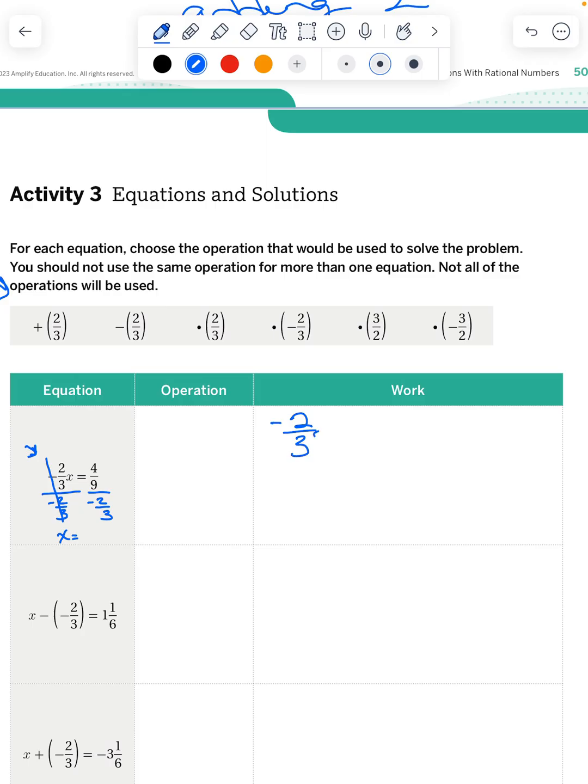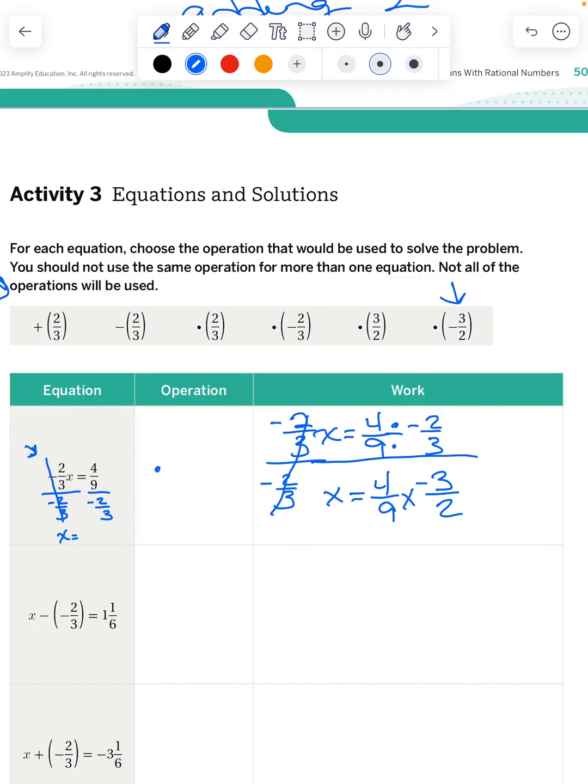I'm going to show my work real quick. -2/3 x equals 4/9. I'm dividing this side by a -2/3. I'm going to write a different number here so I have more room. Divide this side by a -2/3. And then this is my problem: 4/9 divided by a -2/3. We know we don't divide fractions, so it's really 4/9 times -3/2. Okay, so my operation is multiplying by a -3/2, which would be this one.